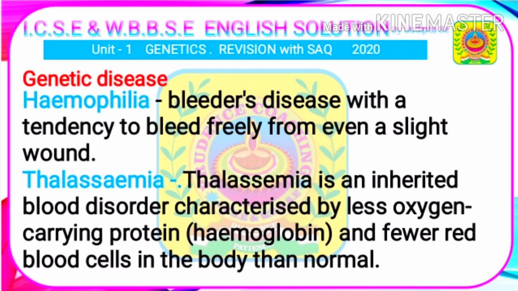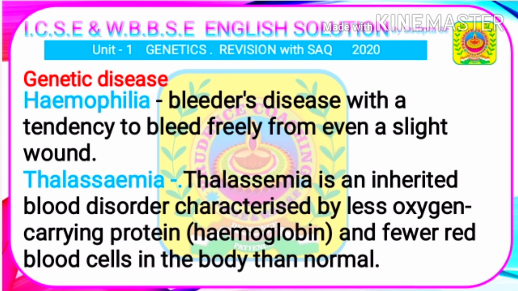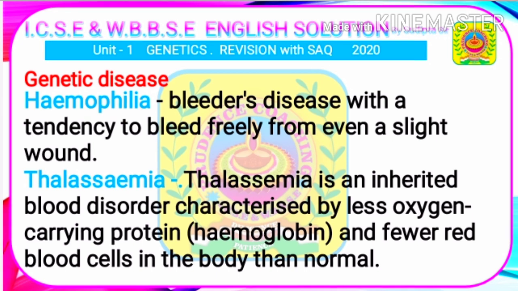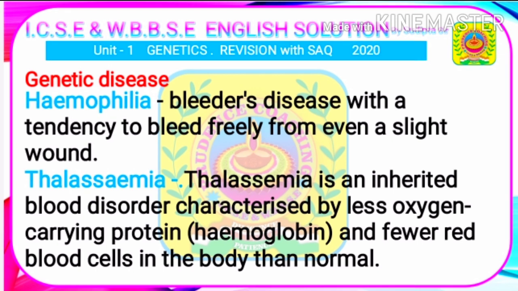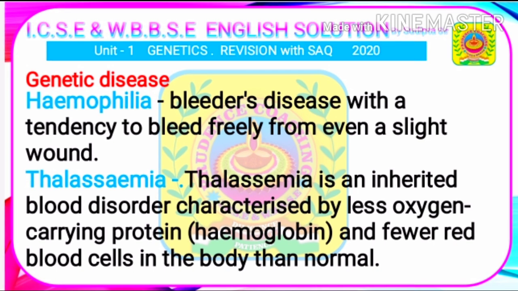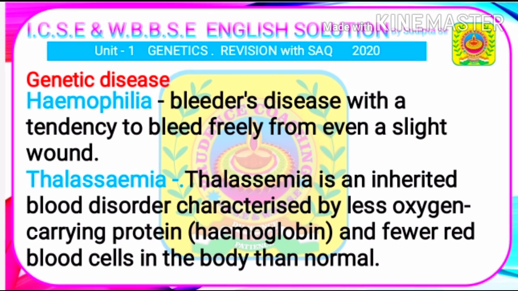The first is hemophilia. Hemophilia is a certain state when the person who is suffering from hemophilia, his bleeding does not stop for a slight wound. Next, there is thalassemia. Thalassemia is a kind of inherited blood disorder where there is less oxygen carrying protein, means hemoglobin, and fewer red blood cells, means RBC. That means the person who is suffering from thalassemia has a deficiency of hemoglobin and red blood cells.